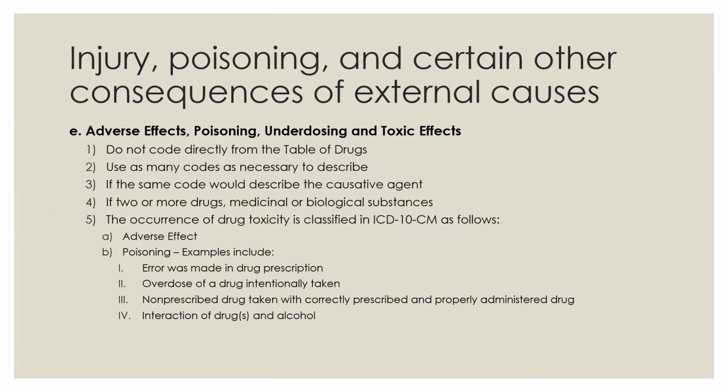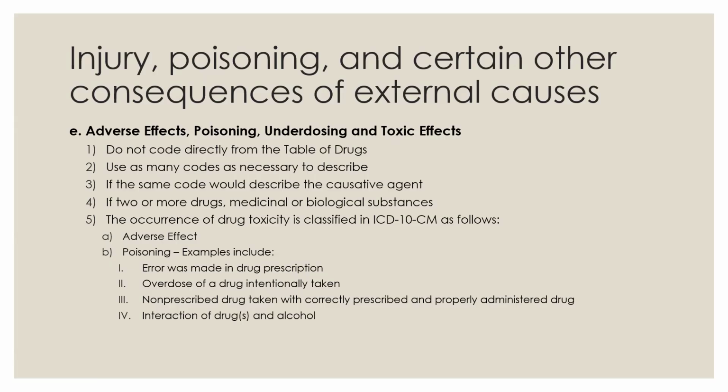Adverse effects, poisoning, underdosing, and toxic effects. Codes in categories T36 through T65 are combination codes that include the substance that was taken as well as the intent. No additional external cause code is required for poisoning, toxic effects, adverse effects, and underdosing codes. Number 1, do not code directly from the table of drugs and chemicals. Always refer back to the tabular list.